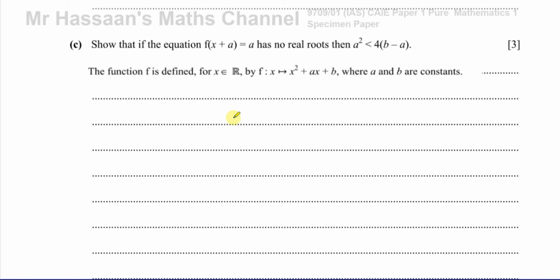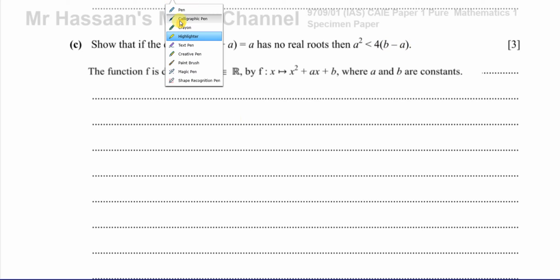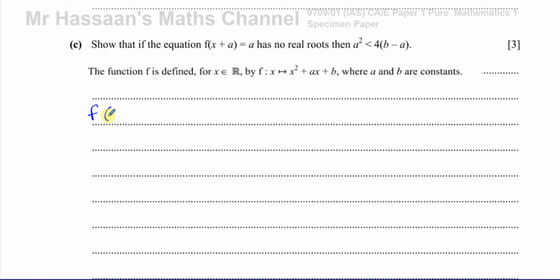Okay, so now what I'm going to do is, first of all, write down what f(x plus a) is. Now, what does this mean? If I said to you, find f of 2, what you would do is replace the x with 2. That's what we do, substitution. So f(x plus a) simply means replace the x in the equation with x plus a. So instead of x, I'll write (x plus a) squared plus a times, instead of x, x plus a again. Plus b.